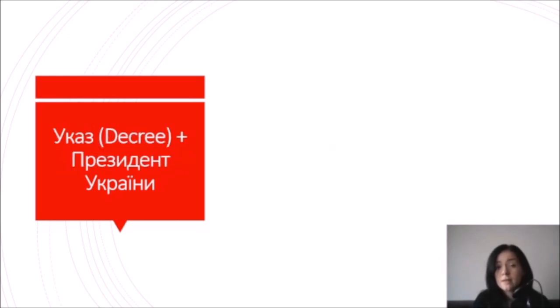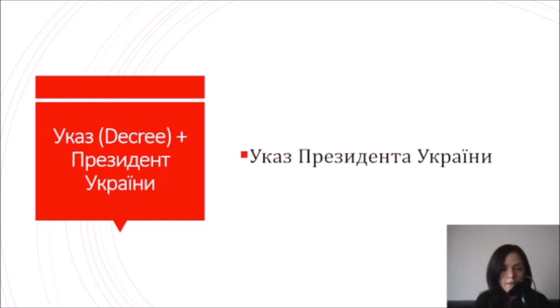And the next one and the last one, I believe, is указ and президент України. Указ means decree and президент України means the president of Ukraine. So the decree of the president of Ukraine in Ukrainian will be: указ президента України.